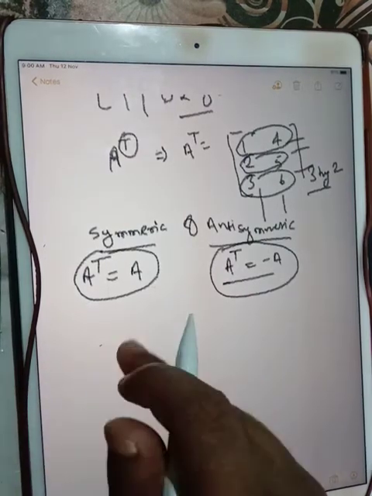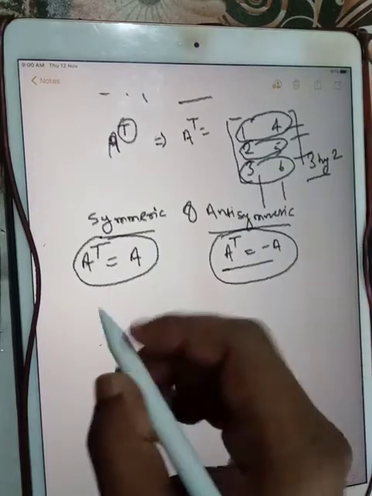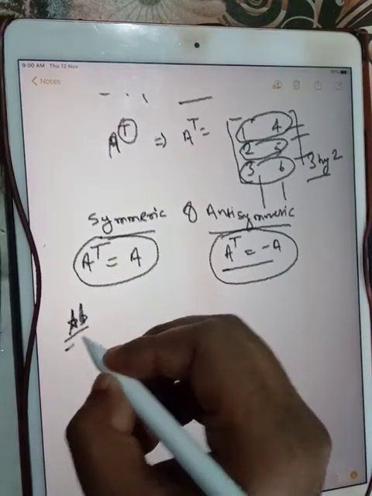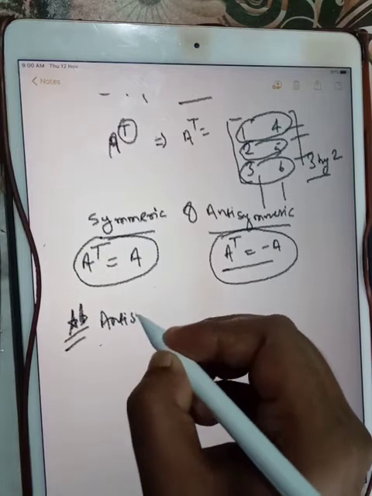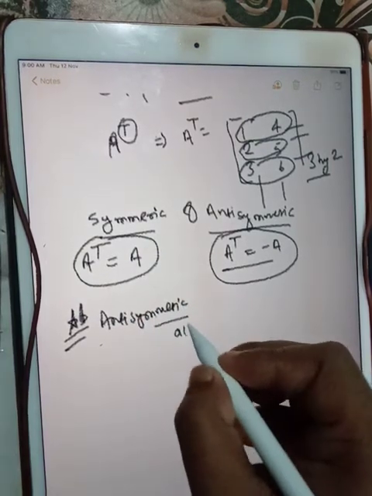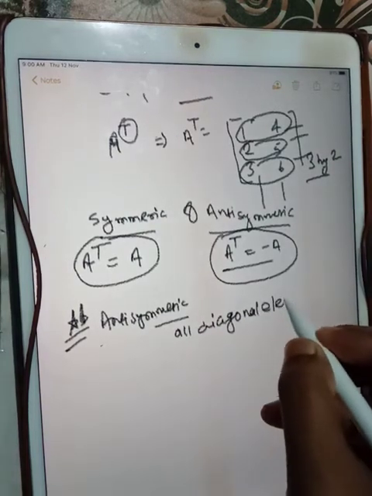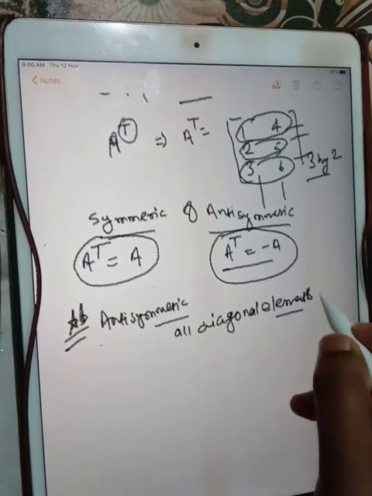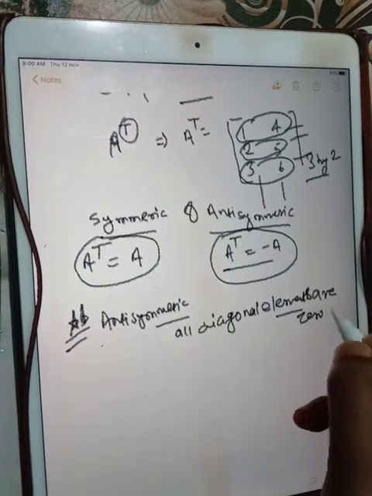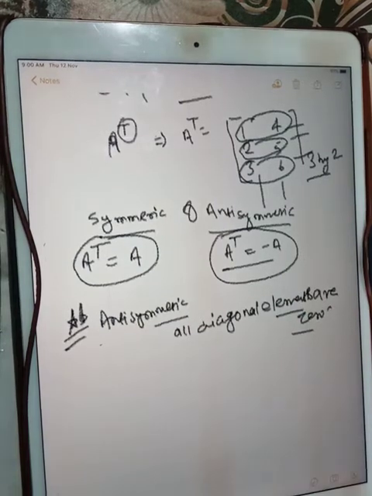Okay, now going to see again, one thing you have to note here with a star mark: in anti-symmetric, all diagonal elements are 0. Why is this? This question may come to your mind: what is special about anti-symmetric that all diagonals are 0?